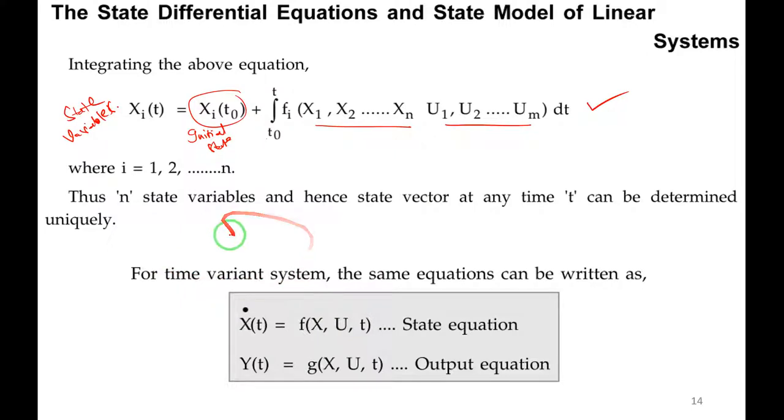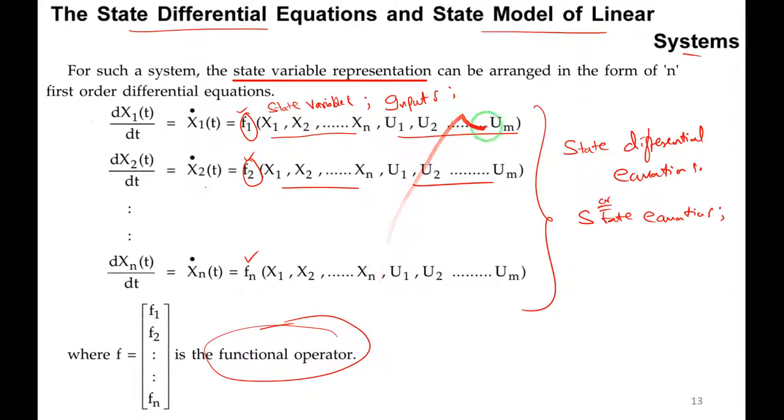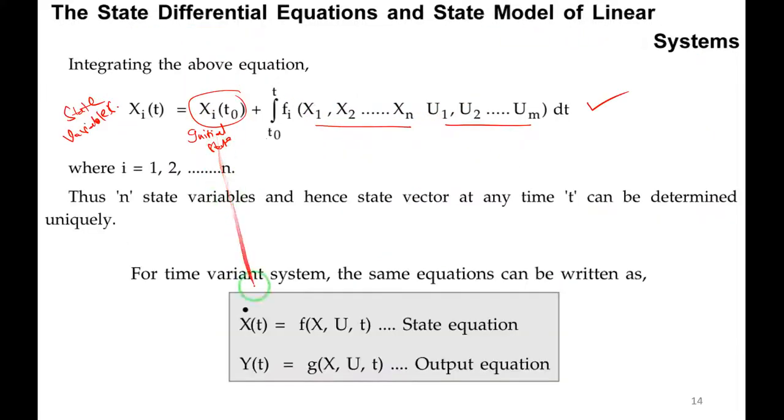For time invariant systems, it is not a function of time. This t will not come. You can see here whether t is coming. No, these are the equations for time invariant systems. If it is a time variant system, if it is a function of time, then I have to show t. So x dot of t is equal to a function of x comma u. x is the state variables, u is the inputs, and t means it is a time variant system. It is an indication, right? This is for time variant system. If it is for time invariant, no need to show this t.